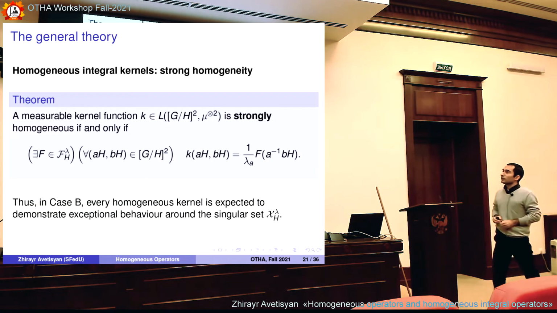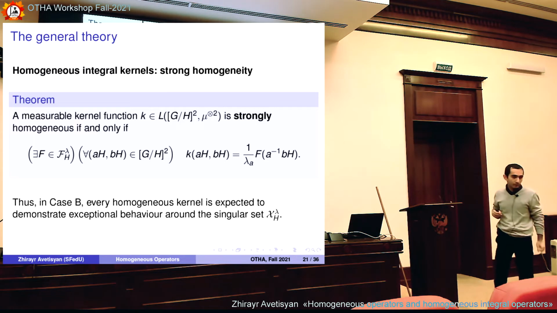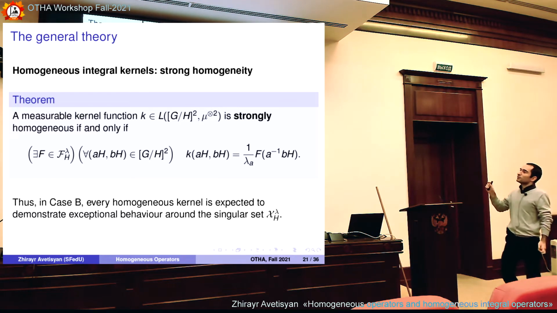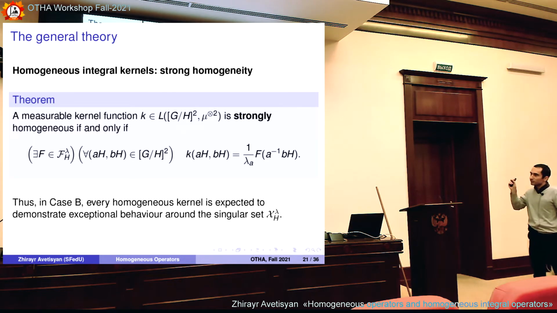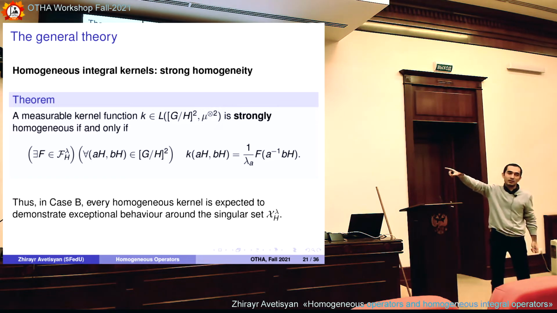On the other hand, if we take, for practical purposes, the stronger condition of homogeneity, then we can show that this is equivalent to the kernel having the following form. This is a little bit reminiscent of the convolution case, but now it has this 1 over lambda of A factor. If you don't put that factor, then this equation won't make sense, right? So it's a little bit different. And the function F is not an arbitrary function. It must be from the curly F space, right?